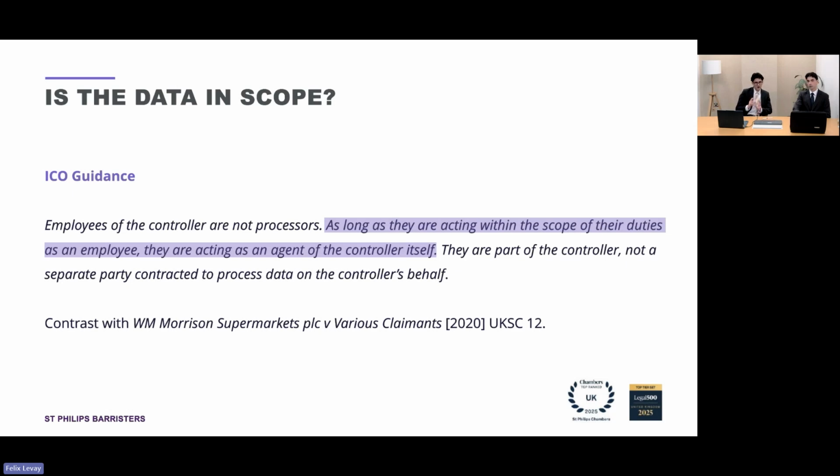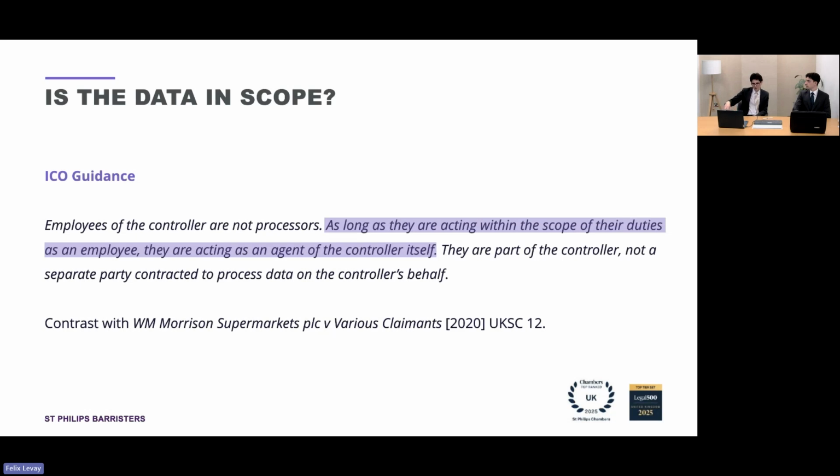They are part and parcel of the employer as data controller. It's something to be very clear about. And the case on the board is Morrison and supermarkets and various claimants, which is one of the big cases about vicarious liability and data protection legislation. The point there is simply that that's a case where a rogue employee is not acting in the scope of their duties, so they are not part of the data controller in terms of its primary liability as data controller.